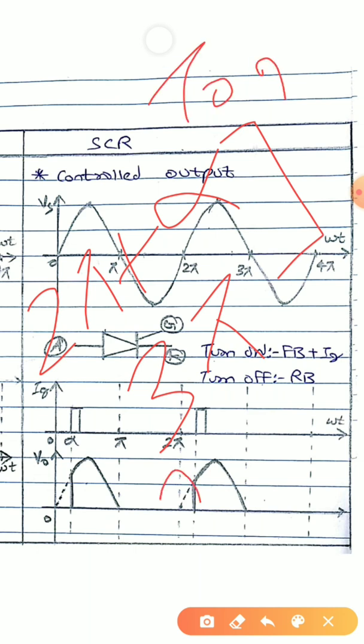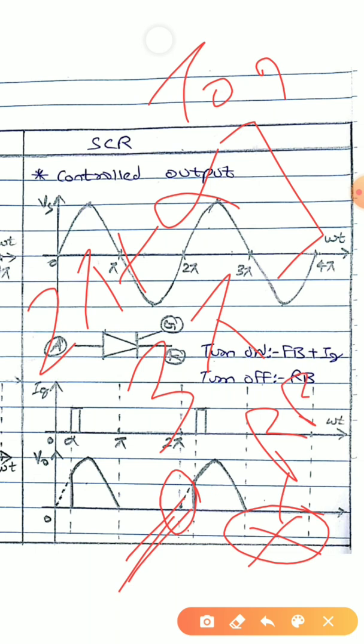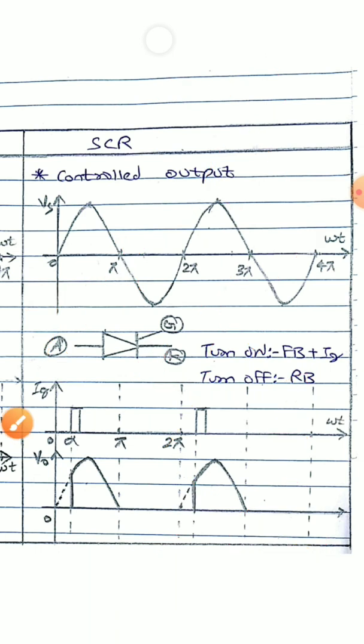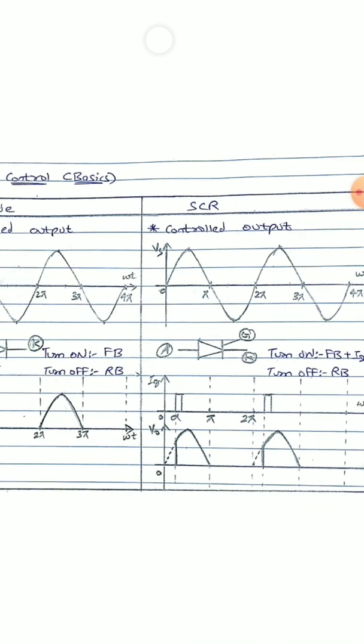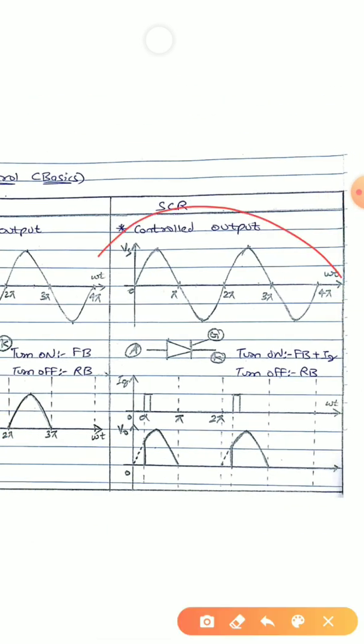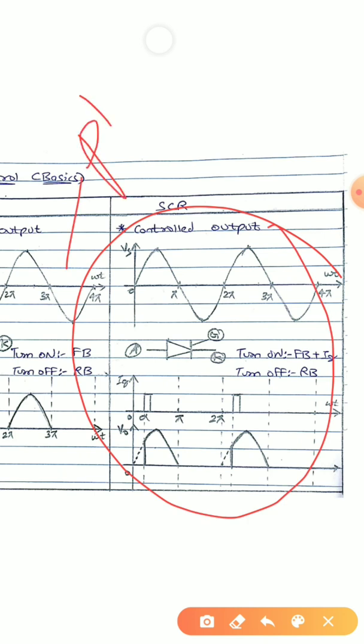The dotted lines shown here indicate that I am not getting any output. From 2 pi plus alpha to 3 pi I am getting an output, and from 3 pi to 4 pi there is no output, because this is the reverse bias duration. So for getting a controlled output, what is required? Forward bias is required, as well as a gate pulse. And this principle that we have discussed here is called phase control.